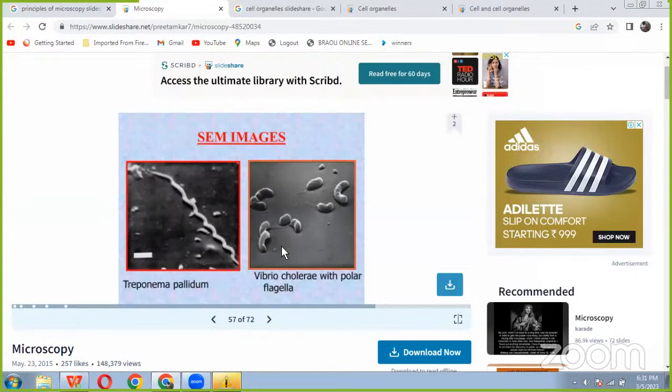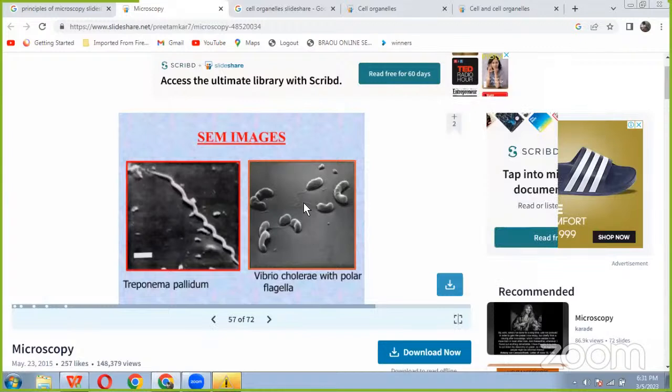Okay, SEM images. These are the SEM images. For example, see the Vibrio cholerae, Rhodopseudomonas, Treponema pallidum. This one is the flagella structure. They can see the flagella outer structure. Mainly, SEM is the scanning electron microscope. Especially they can study the outer structure. That is very important. Inner structure is studied by the TEM, outer structure is studied by the SEM, scanning electron micrograph.